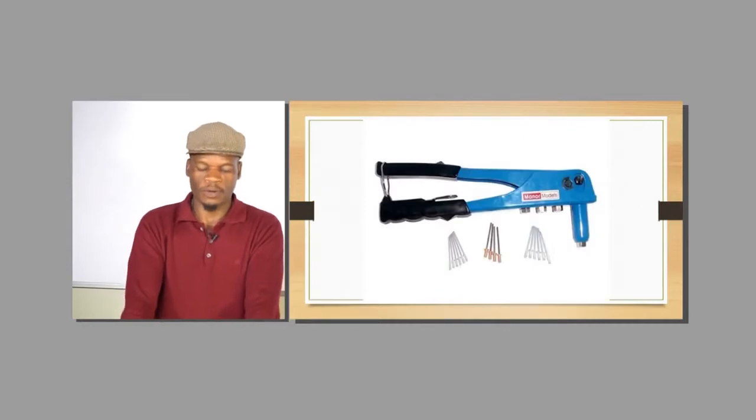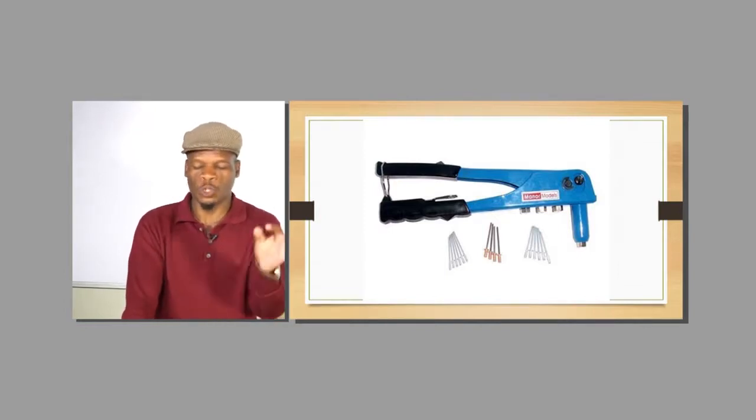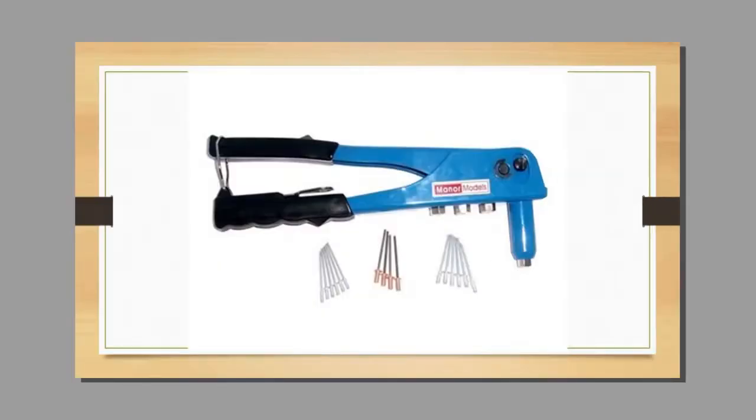Then you have got your pop rivet gun, which is normally used to join two pieces of metal together, so that if you don't want to use the nail, or the nail is not going to be effective on those two materials, then it's more essential for you to use the pop rivet gun.